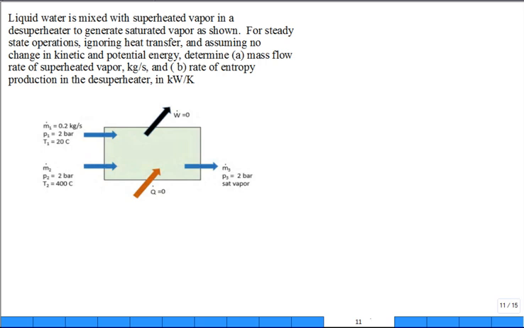Liquid water is mixed with superheated vapor in a desuperheater. Okay, this is a device. A couple semesters ago, I gave an exam question, first exam in Thermo 2, and I had the illustration I took out of the textbook, out of Chapter 6, and it described desuperheaters, right? And the student really complained, desuperheater, you never covered desuperheaters. It's like, oh, give me a break. It's a name for something, and you can understand the thing.